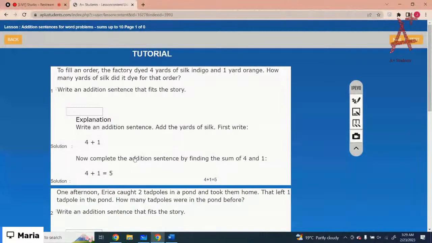Okay, the next one is: one afternoon Erica caught 2 tadpoles in a pond and took them home. They left 1 tadpole in the pond. How many tadpoles were in the pond before? So basically here you have to calculate the total tadpoles. 2 of them she took home and 1 was left. So you have to add 2 plus 1. So 2 plus 1 makes 3. Got it?